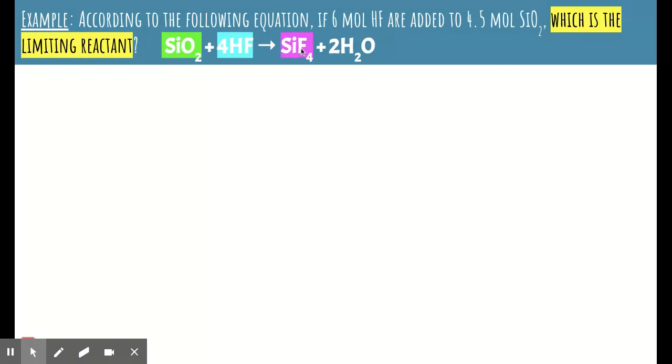So in this case, we are comparing the reactant side to the product side. For this problem, I went ahead and just picked silicon tetrafluoride, and we're going to have to compare both of the reactants to that to see which one is going to be used up. So according to the following equation, if 6 moles of hydrogen fluoride are added to 4.5 moles of silicon dioxide, which is a limiting reactant?